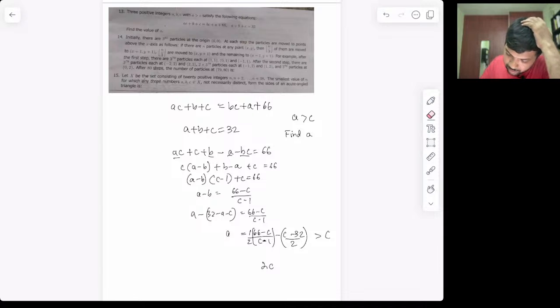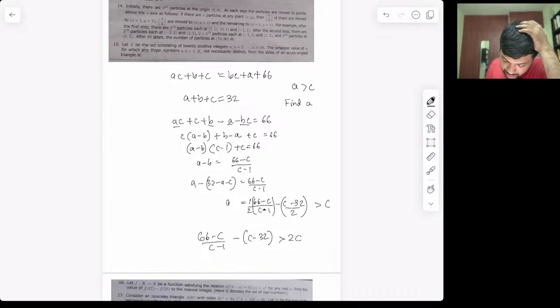I hope I don't make mistakes. So first of all, (66 minus C) by (C minus 1) minus (C minus 32) plus 32 minus C is greater than 2C, and this is like 3C minus 32 is greater than (66 minus C) into (C minus 1). So at which value of C will this be true?